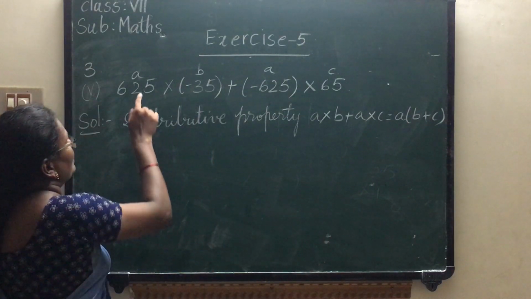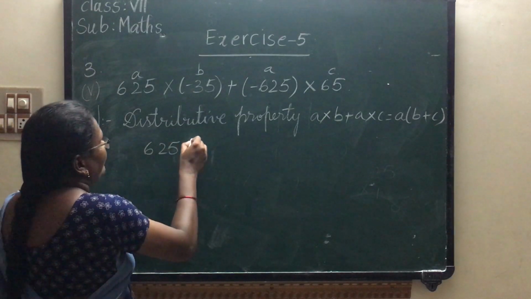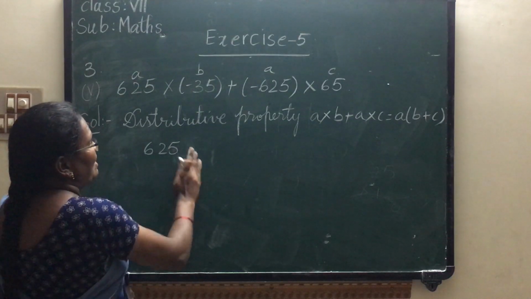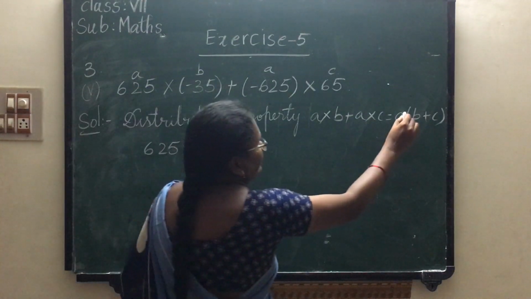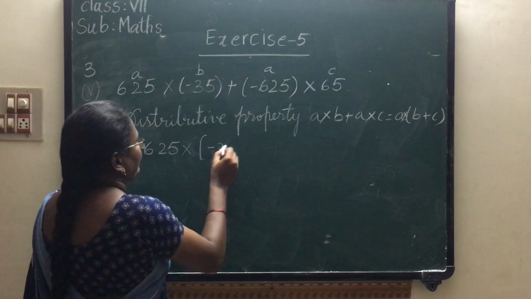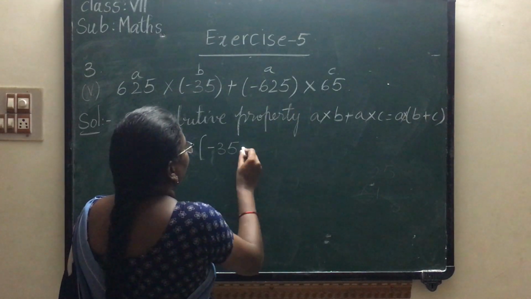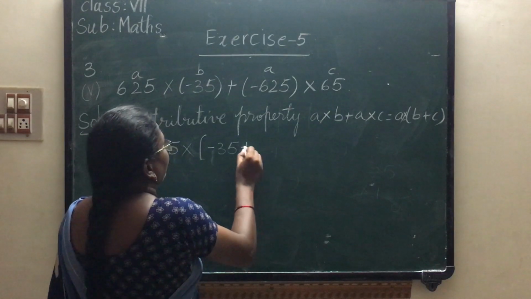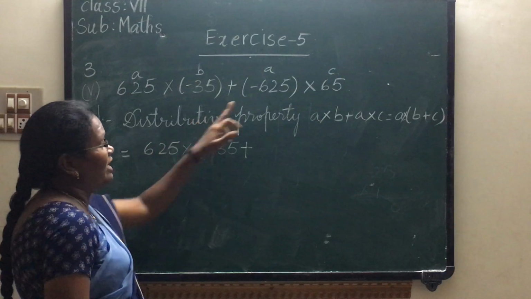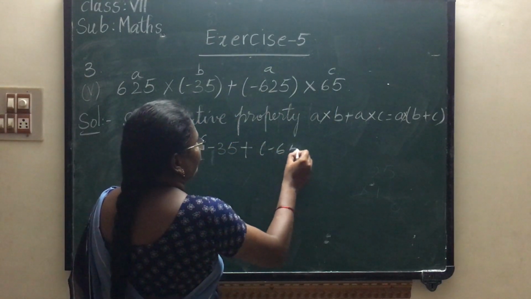What is the A value? 625. And what is the B value? Minus 35. Here write the multiplication symbol also. And what is the C value here? 65. Here 625 is there, and I am not taking this minus sign. This minus sign is transposed to this, minus 65.